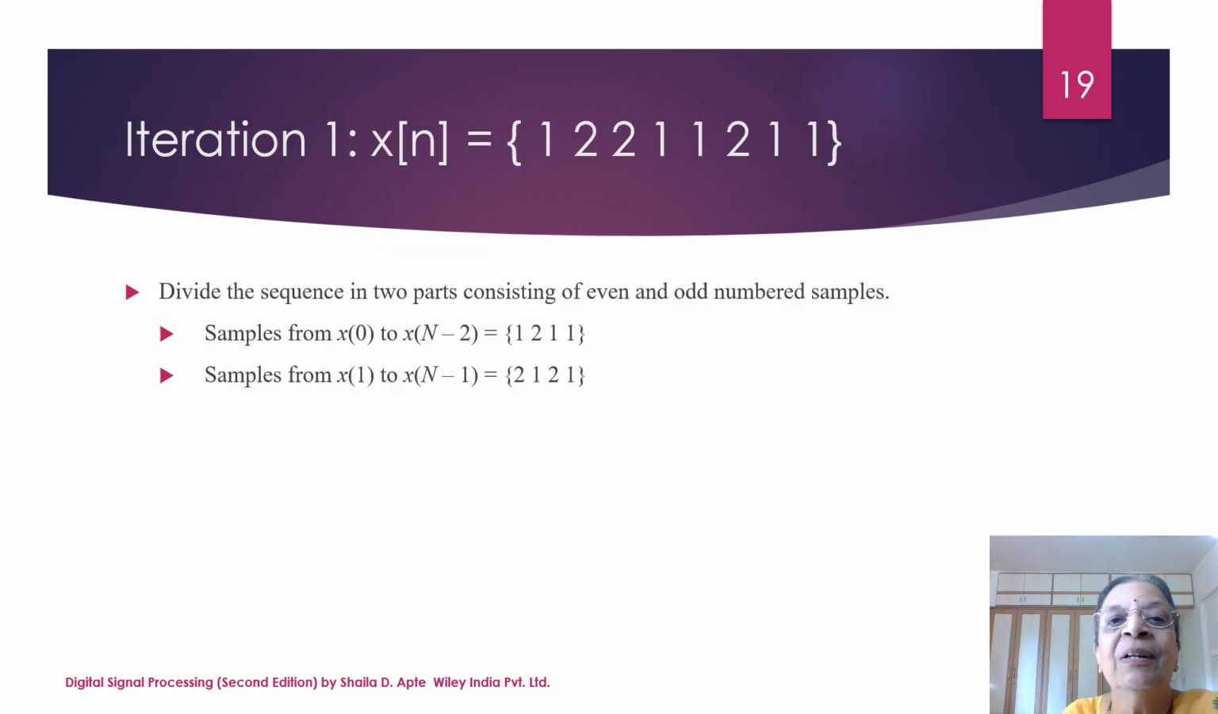Iteration number 1. Let us take the values 1, 2, 2, 1, 1, 2, 2, 1, same as before. Now what we have to do? We have to decimate first. That means divide the sequence into two parts. But how to divide it into two parts? Consider even numbered coefficients and odd numbered coefficients. So even numbered coefficients, we will consider 1, 2, 1, 2, and then decimate again 2, 1, 2, 1. This will be the other sequence.